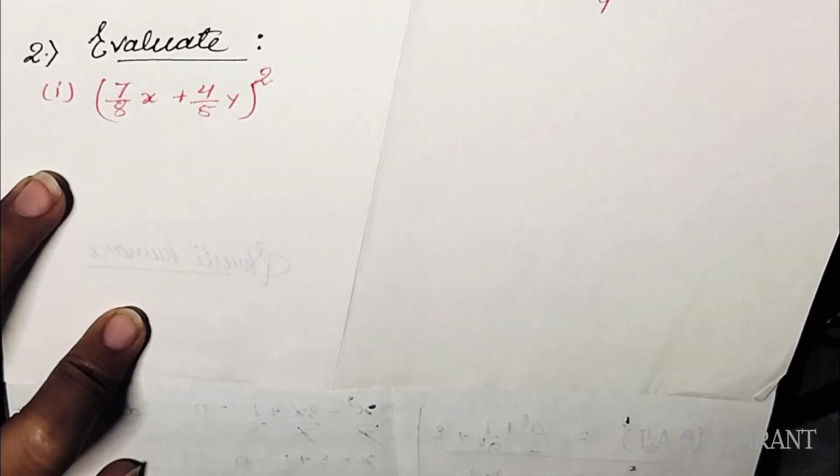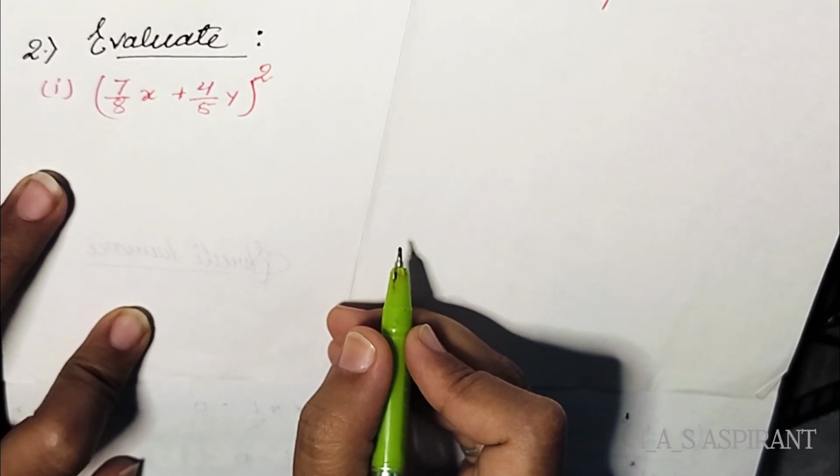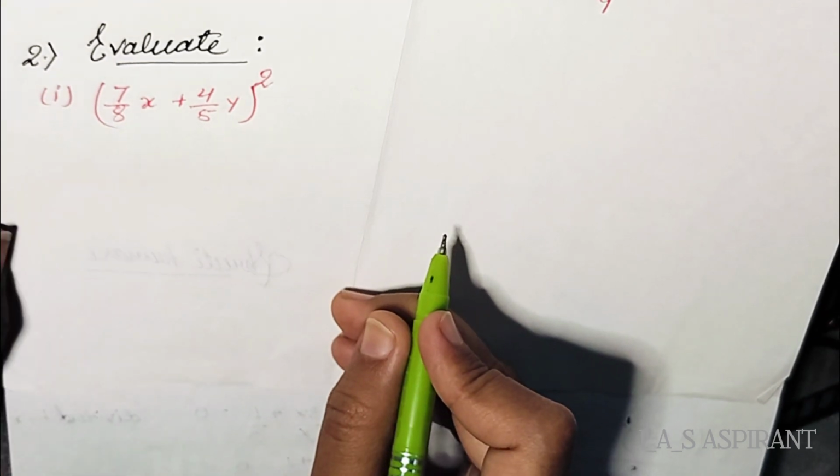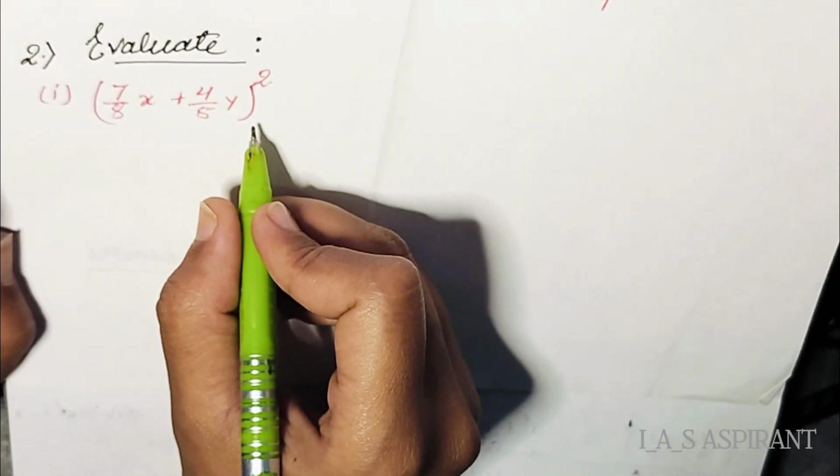Today's class is on question number 2 of chapter 4, expansion of unit 3 algebra. Let's start the solutions. We will have to evaluate (7/8 x + 4/5 y) whole square.